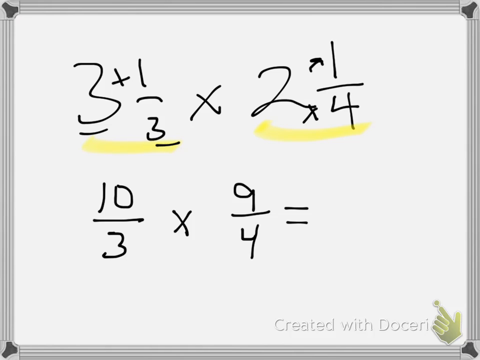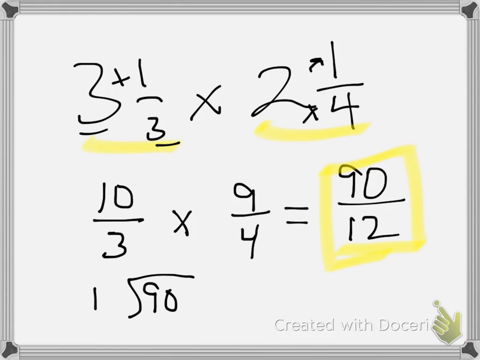Now it's a simple multiplication problem of 10 times 9, which is 90 on top, 3 times 4 on the bottom, that makes 12. So now I'm left with an improper fraction. Look at that. That is 90/12. So how am I going to do that? Well, I'm going to go ahead and divide 90 by 12 to find out how many wholes I can get out of 90 twelfths.